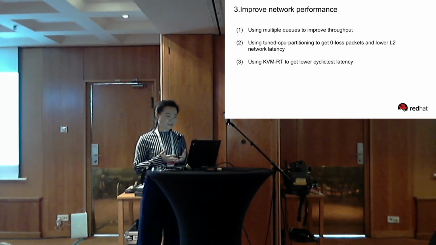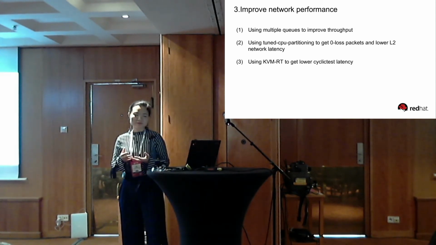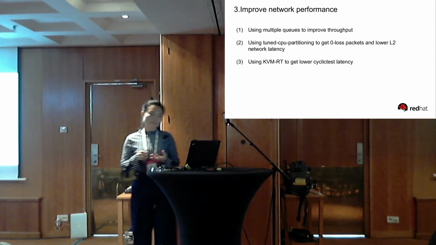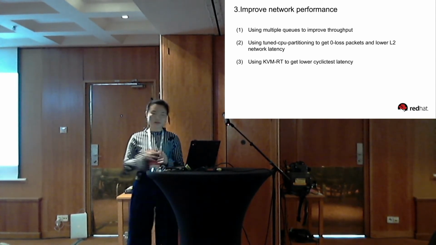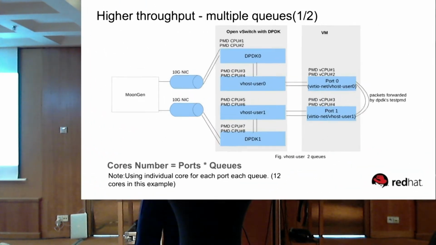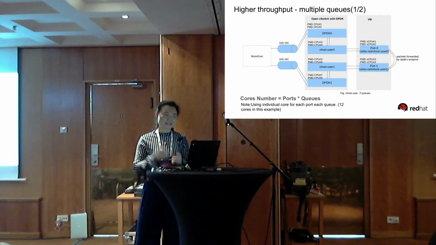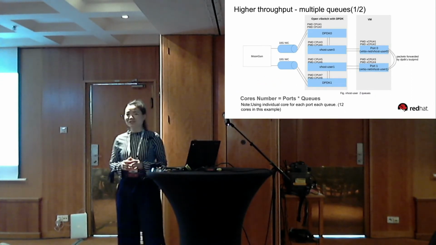Also, I will show the results with KVMRT. KVMRT can provide lower latency. Actually, in order to make the difference, I call this latency the cyclictest latency. I will explain more later. This is the multiqueue testing topology. It's very similar to the former one.